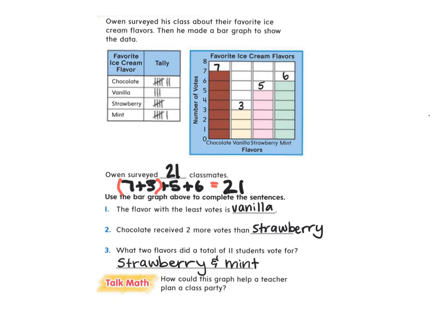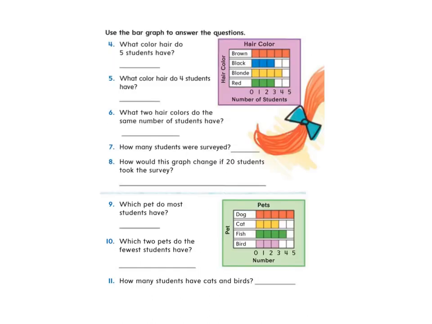So if you said help her find out which flavor of ice cream to bring for the class party, you would be correct. So if I were the teacher, I would say, well, chocolate is definitely going to be the flavor that I'm going to bring, but I might also bring some mint because that was the second favorite. So we're going to move on to one other example.